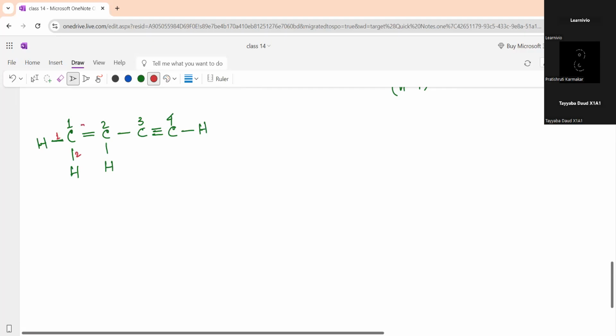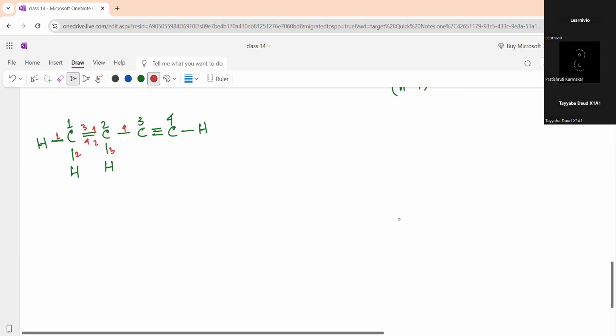It has one, two, three, four. Here it is a double bond, right? Here are double bonds, here are 2 bonds, here is one, and here is one. So the first carbon has 4 bonds. How many bonds does the second carbon have? Second carbon has 4 bonds: 1, 2, 3, 4, right?